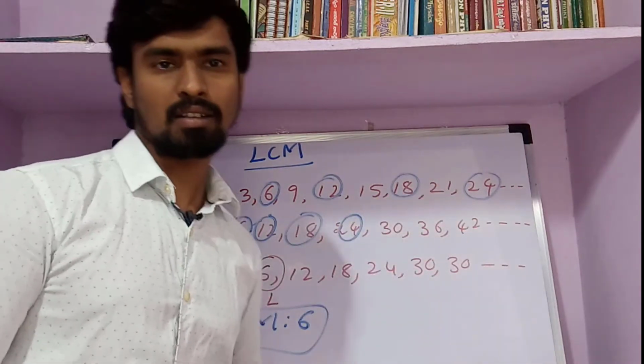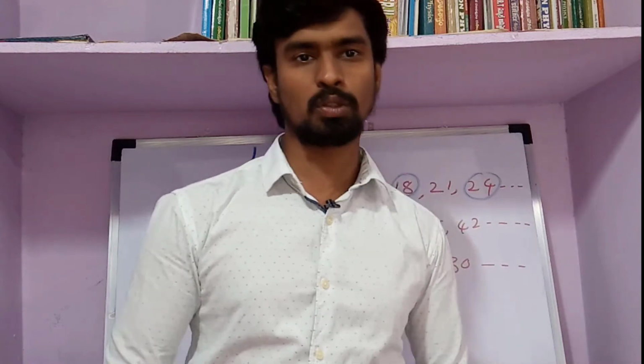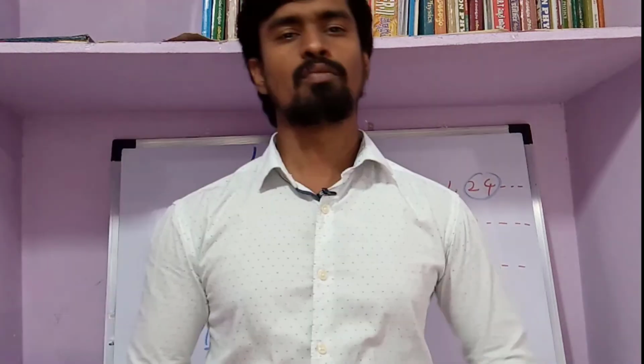Similarly, we can write the common multiples of any numbers. We can take 3, 4, 5, more than two numbers, and we can write the common multiples. We have another method to find the LCM of any numbers. The other method to find the LCM is prime factorization. We have to find the prime factors of each number, and then we have to take the product of the common prime factors.